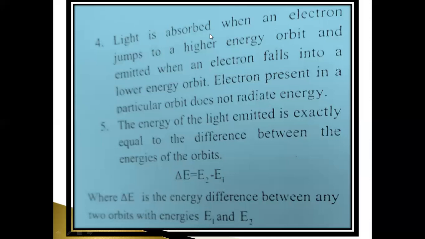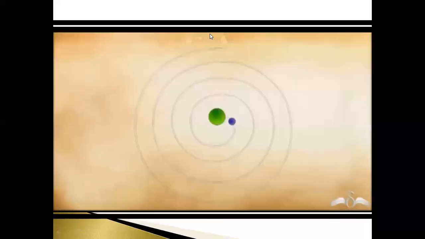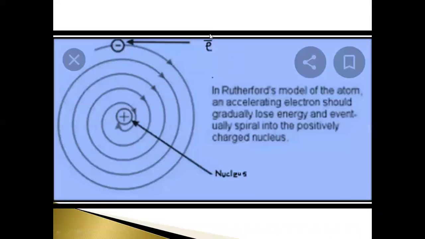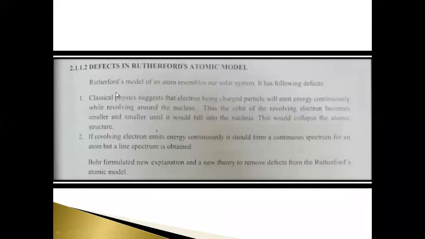The first drawback of Rutherford, as I told you, was that he said that the electrons emit energy continuously. Classical physics, I told you, is a branch of physics. According to that branch of physics, the electron is a charged particle and it will release or emit energy continuously as it revolves around the nucleus. But Bohr said, this means that the atom is unstable. If the electron will emit energy continuously, its energy will decrease, it will come closer to the nucleus until it will fall into the nucleus and the structure of atom will collapse.